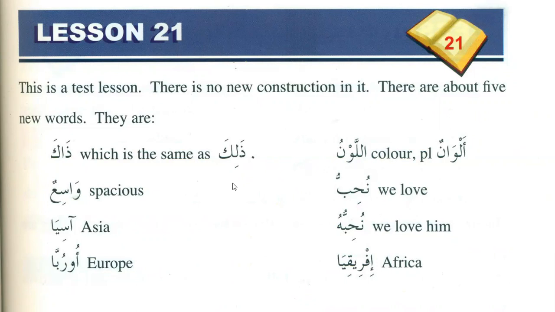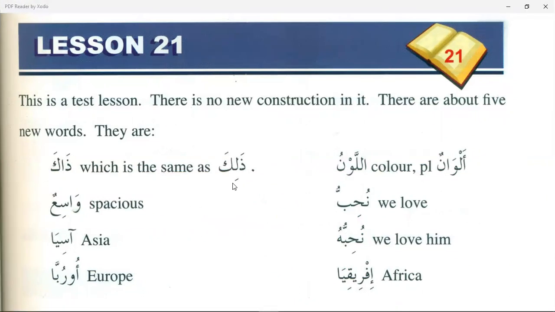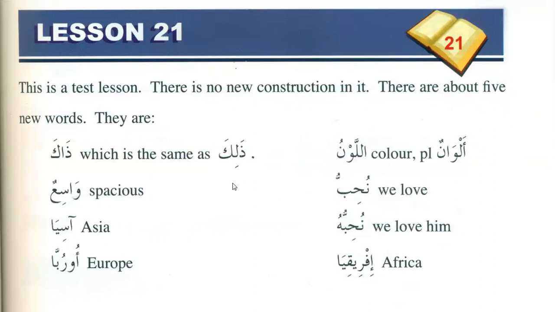Lesson number 21. This is a test lesson. There is no new construction in it. There are about 5 new words. They are alwanun, plural of color. Then nuhibbu, we love. Then nuhibbuhu, we love him.